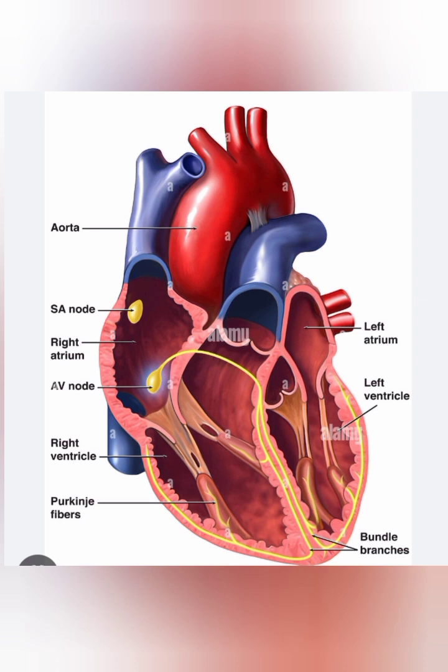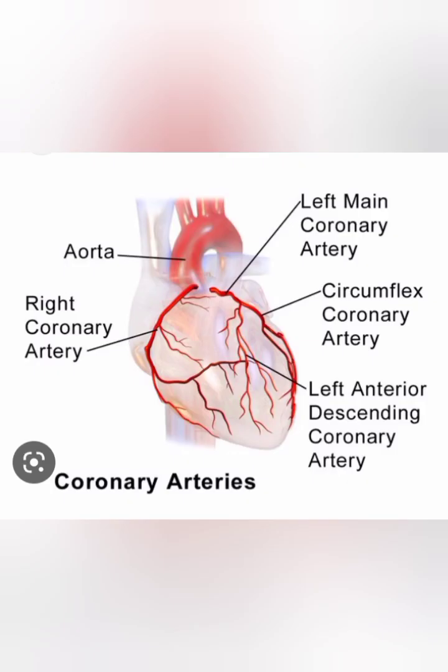Coronary circulation means the heart gets blood through the coronary circulation. This is how the walls of the heart get blood. The coronary circulation is divided into two: right coronary arteries and left coronary arteries.